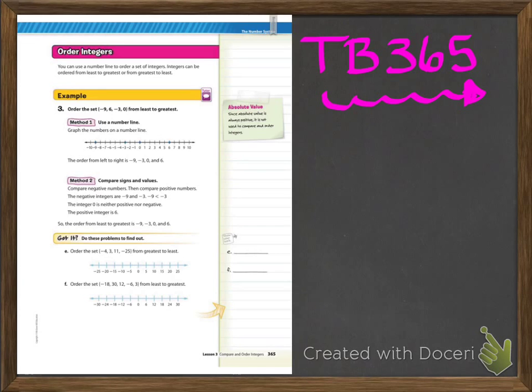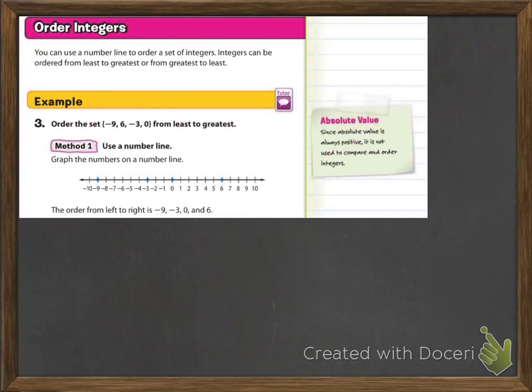Now let's look at textbook page 365, which says order integers. It says you can use a number line to order a set of integers. Integers can be ordered from least to greatest or from greatest to least. That makes sense. Then it says absolute value over here on the right. Since absolute value is always positive, and remember, that's super, super important for you to remember, it is not used to compare and order integers. All right, so what that means is this.